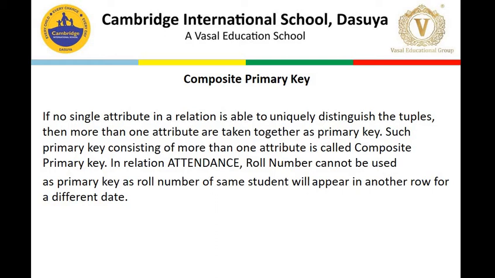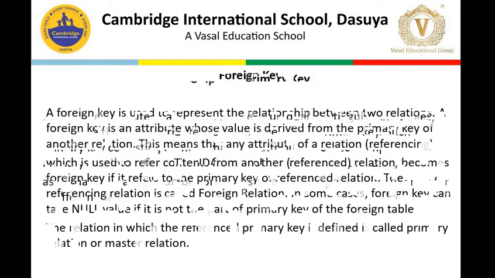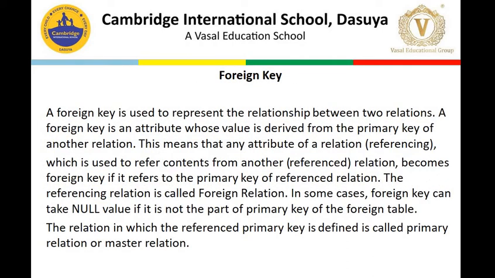A composite primary key is made up by combining multiple attributes of a table. That is what we meant by the term composite. In the attendance relation there is no single primary key, so we made a primary key by combining multiple attributes. That scenario is called a composite primary key. Then there is the foreign key, students. The foreign key is very important. It helps us in joining the tables. We'll cover all these things practically in our coming lectures.